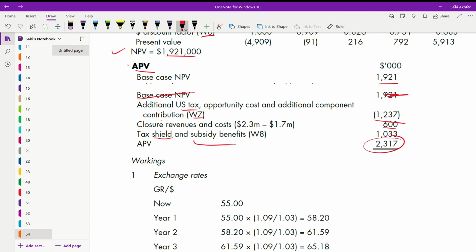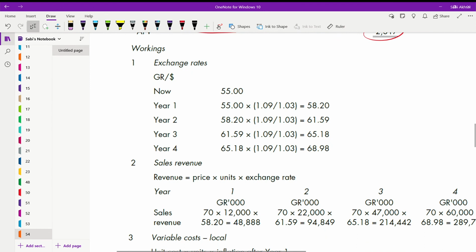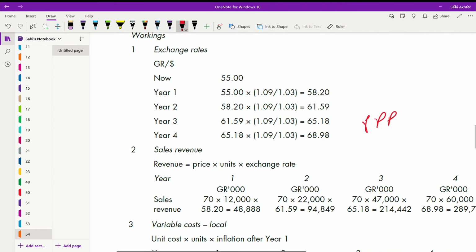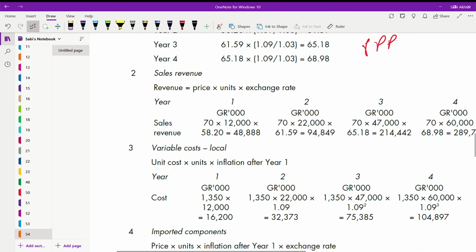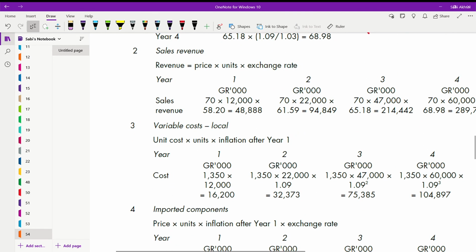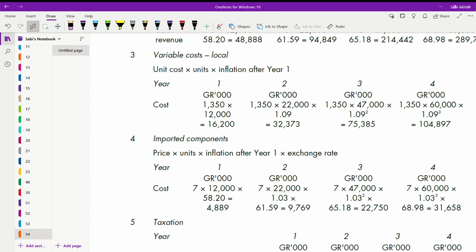Now this is how you have to work out your exchange rate risk. PPP only, purchasing power parity. Sales revenue also: price is there, volume is there, inflation is there, or exchange rate is there. Here it is already inflated, you don't have to inflate. Even though inflation is there, the amount of inflation is there, the rate. So variable cost also the same way you have to do, right? Imported component also same way you have to do. Inflation after year 1. That's why you're taking here this 3%. Then comes taxation.